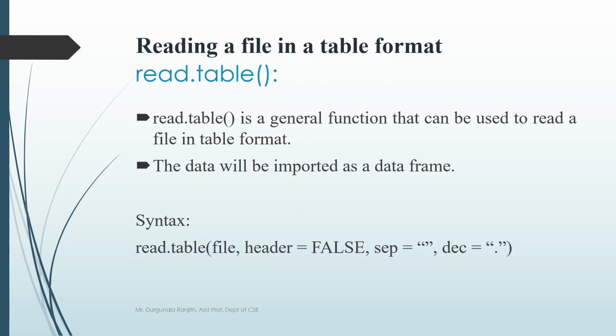Now let's see how to read data from the CSV file. You read it by using the read.table function. When you are reading the data with read.table, you give the file name, and if you want to mention the header, you mention the header. When reading, you can use the separator, not for writing.